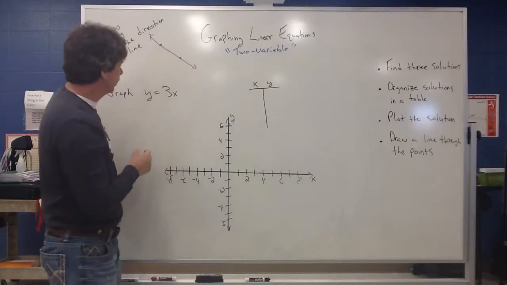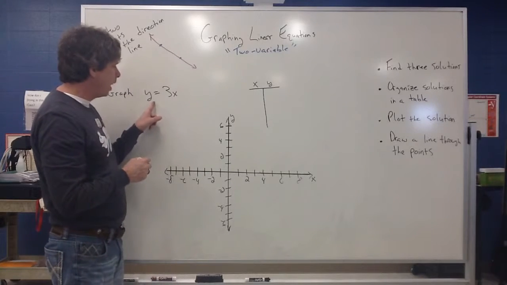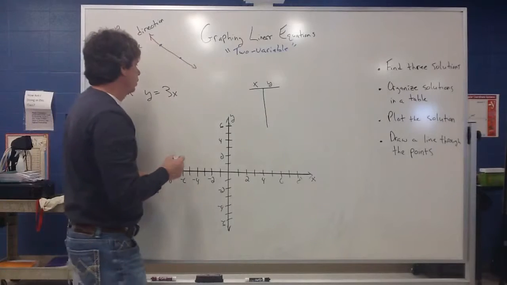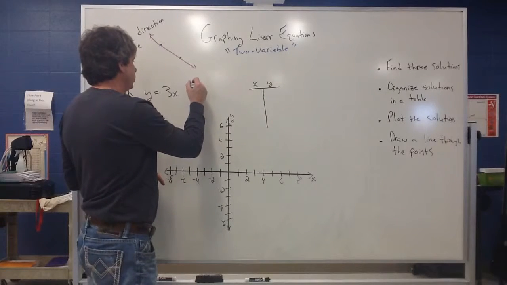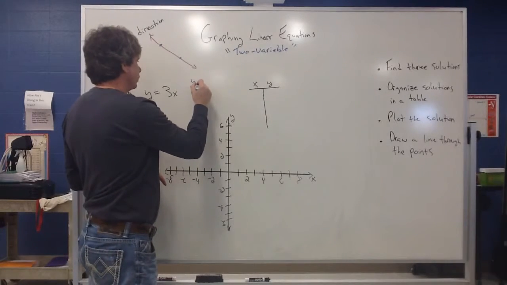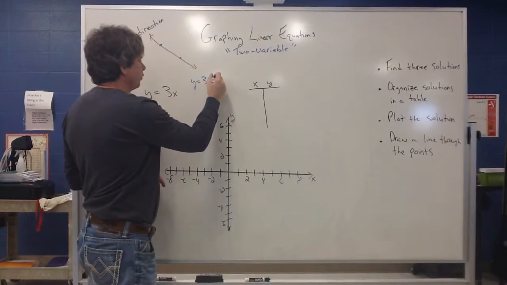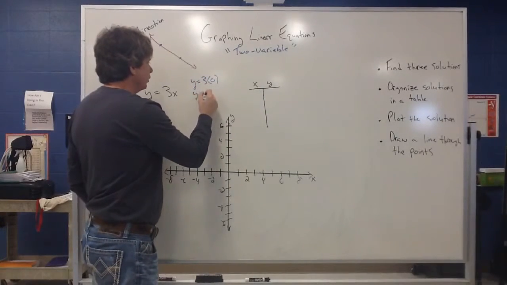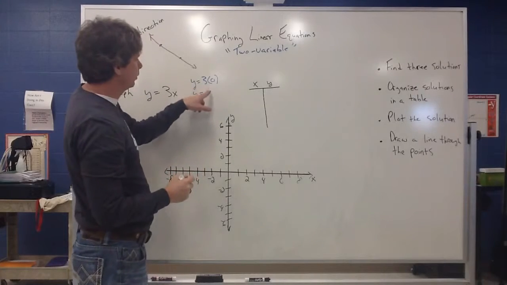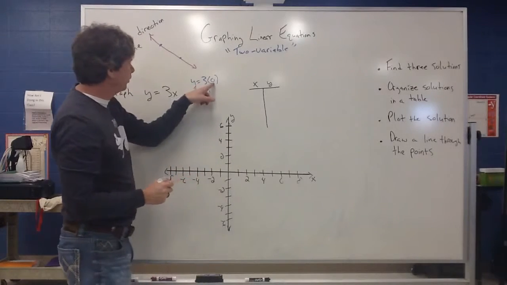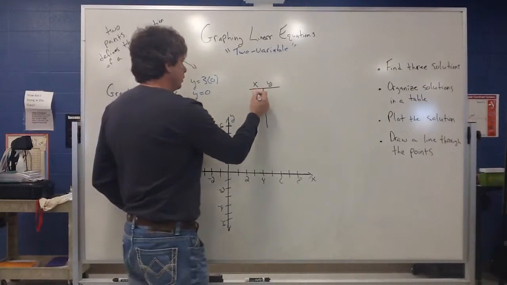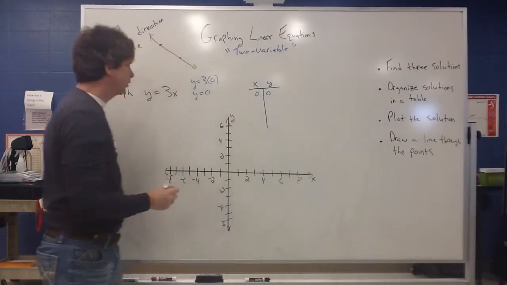When I have an equation like this, to me, y is going to depend on what I pick for x. So what I like to do is just pick a value for x and see what happens. If I pick 0 for x, y has to turn into a 0, because 3 times 0 is 0. So if I put 0 in for x, y would equal 0. So 0, 0 would be a solution.